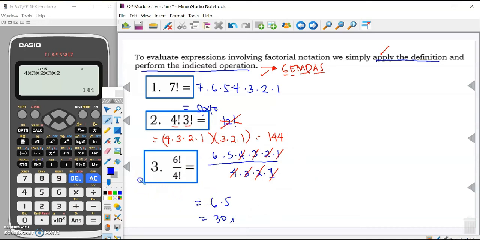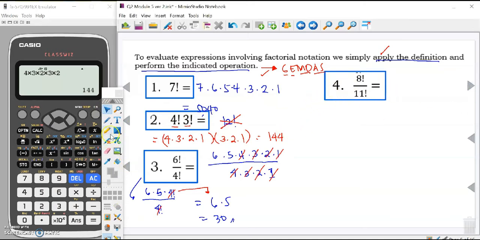But do you know that there's another way of doing it? How? Remember, between 6 factorial and 4 factorial, 4 factorial is lower. That means 6 factorial can be expressed in terms of 4 factorial. And how is that? 6 times 5 times 4 factorial. In that case, we can cancel 4 factorial. So again, we're left with 6 times 5, which is equal to 30 as well. Are you getting that?